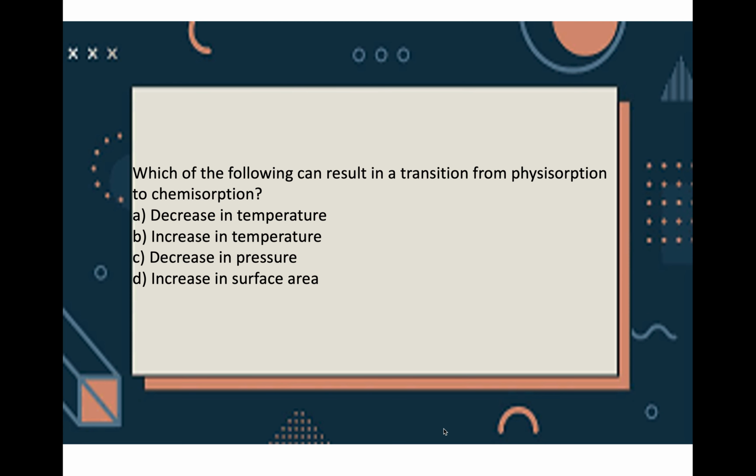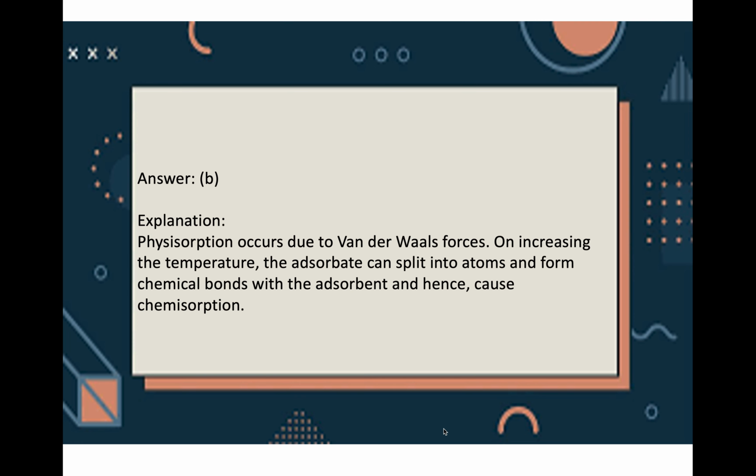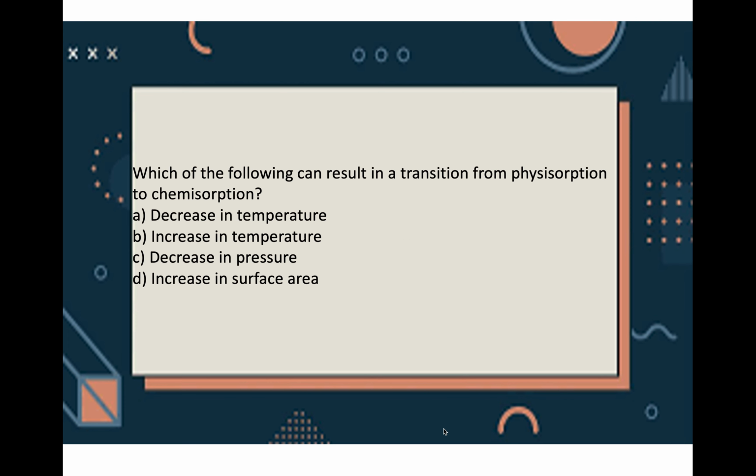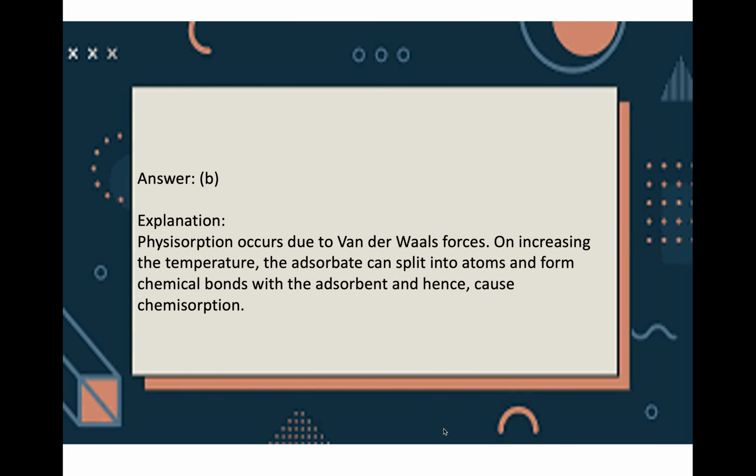Now, which of the following can result in transition from physisorption to chemisorption? A. Decrease in temperature. B. Increase in temperature. C. Decrease in pressure. And D. Increase in surface area. So, the answer is option B, increase in temperature. Physisorption is happening due to van der Waals forces.